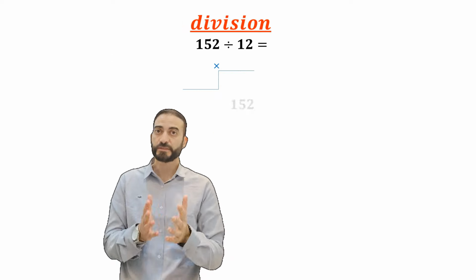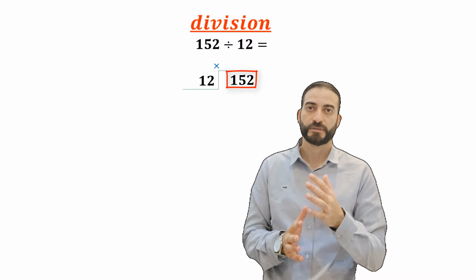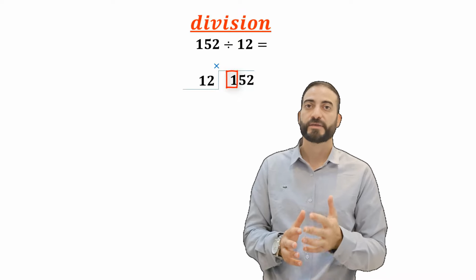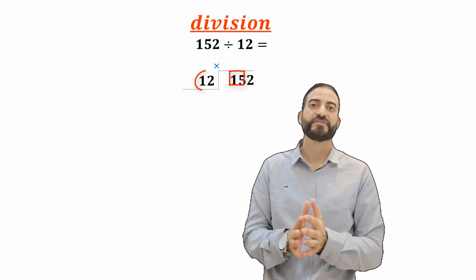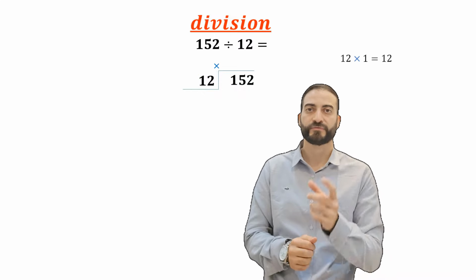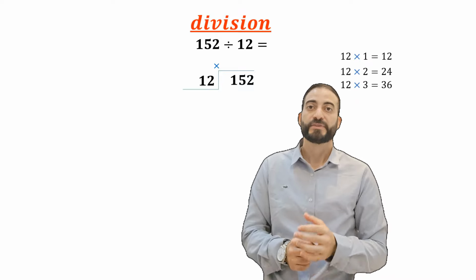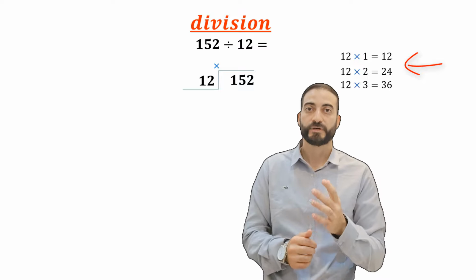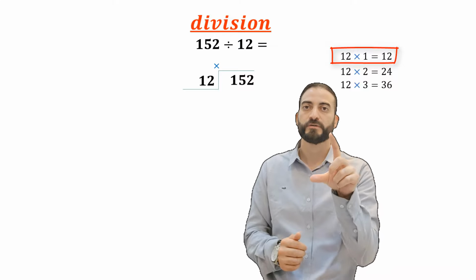Now we come here, we have in the dividend 152. We cannot take the 1 because it is less than 12. This means we must take the 15 because 15 is greater than the divisor. The second step is to write the multiplication table for the 12 until we find the 15. As we notice that the 15 is here between 12 and 24. So we always take the smaller one. So we take 12 times 1 equals 12.